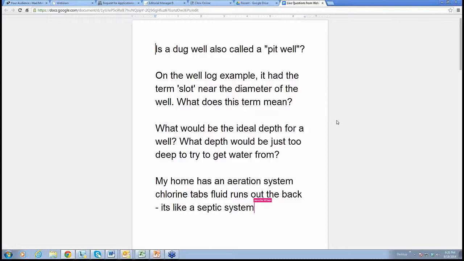Jennifer's typing one more thing. So it's like a septic system. Yeah, I'm not familiar, to be honest. So I need to talk to you about that. But we will help you. That's the bottom line.